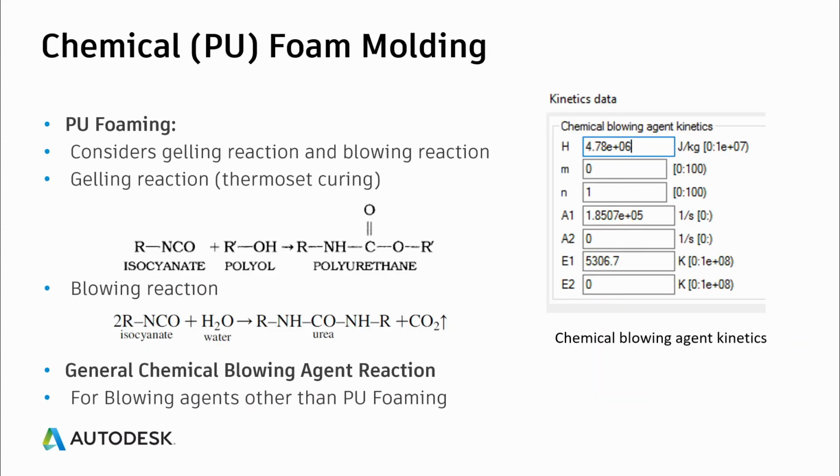Specifically, we have the gelling reaction, which is the thermoset curing reaction, which here is represented as the chemical equation for the polyurethane, but also the blowing reaction of isocyanate and water and urea, which is generating the gas which causes the bubbles of the foaming reaction. But if it's not a polyurethane that you're molding, you can specify the nature of the chemical reaction of some other blowing agent, if that's appropriate for your process.